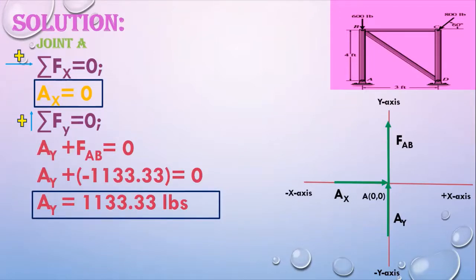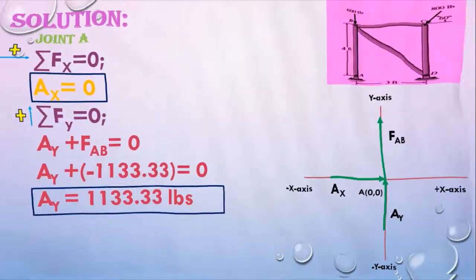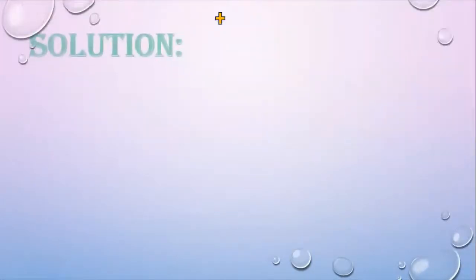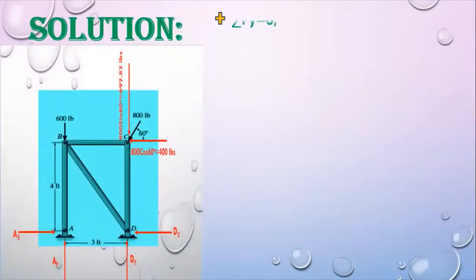Why is it so? Because there is no other horizontal force lying at joint A, so that's why AX is equal to 0. So you can say that at joint A, you can provide the roller support. So we are moving towards the next joint. What we have to do, there is no need to go for another joint because we have already calculated all the member forces here, FAB, FBD, FBC and FCD.